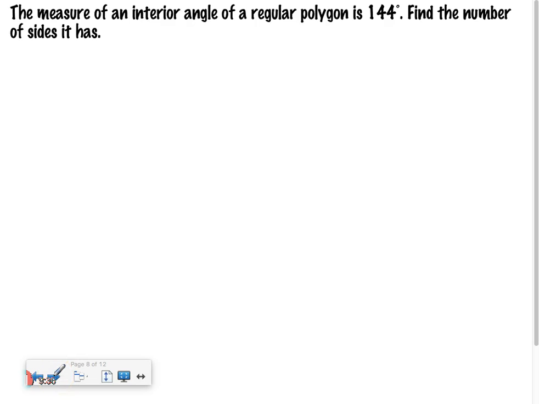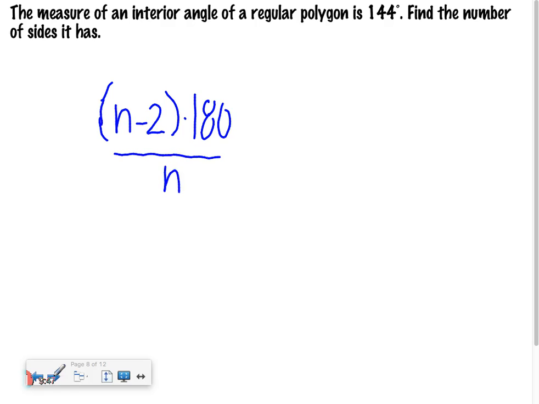So start with your formula. n minus 2 times 180 all over n. And we know our angle has to equal what? 144. How do you undo divide by n? Multiply by n. That's how I'm going to get rid of this n down in the denominator. So those cancel.